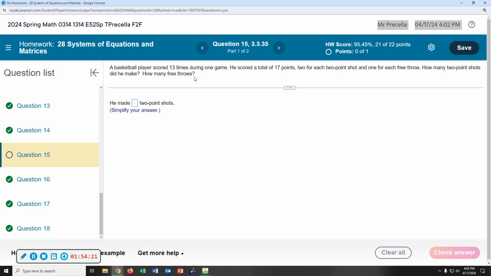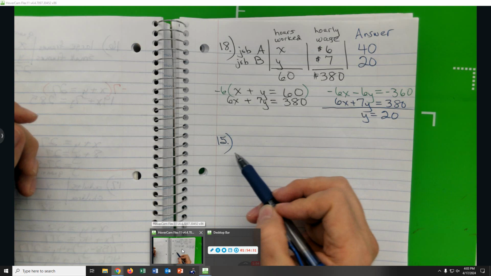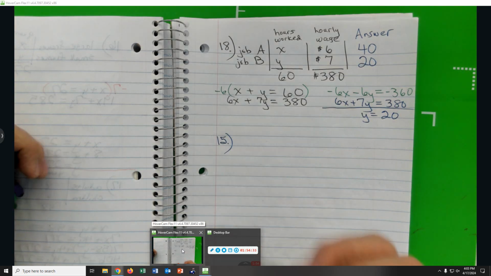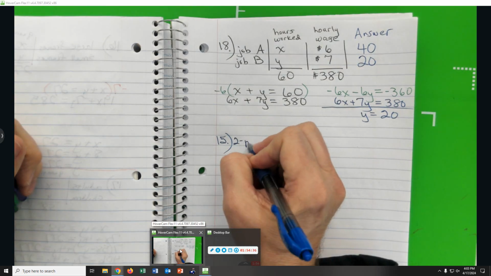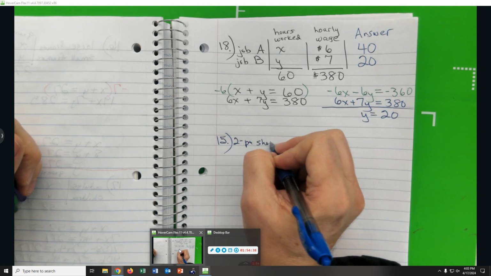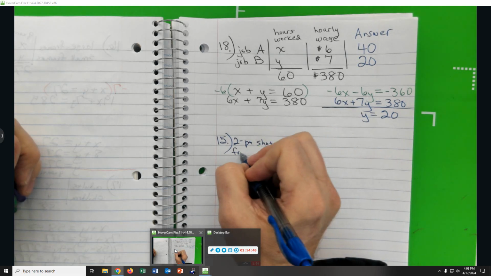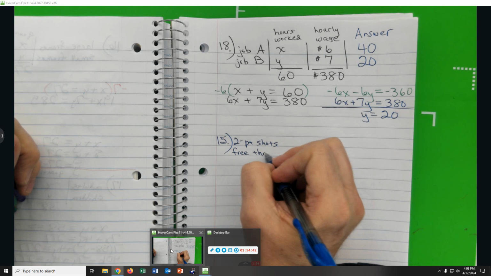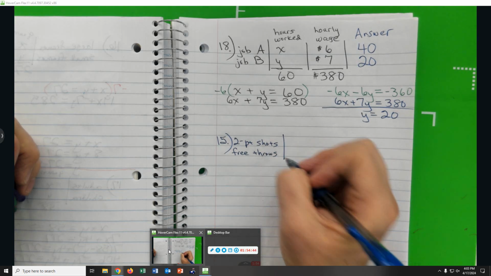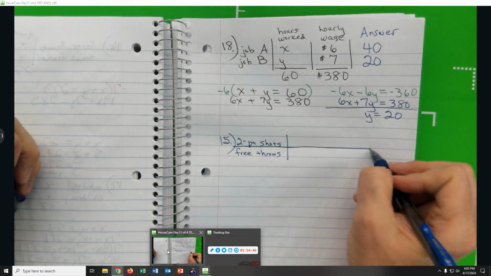How many free throws? What are our unknowns? Here's one of them. What am I going to write as the row header? 2-point shots, and free throws. At first glance, you might think this doesn't seem anything like the dollar problems we've been doing, but yes, it is.